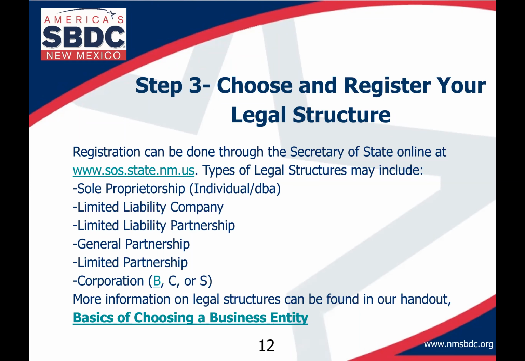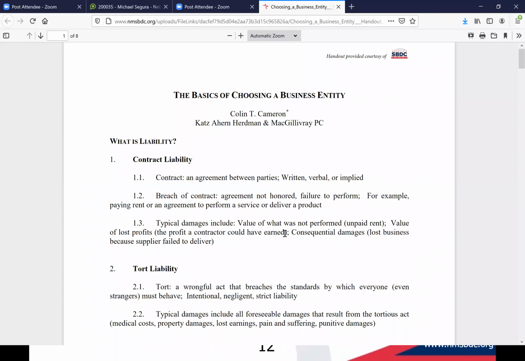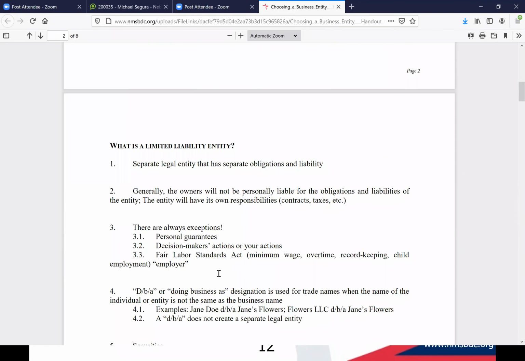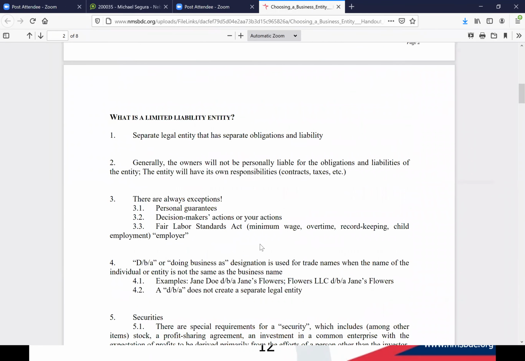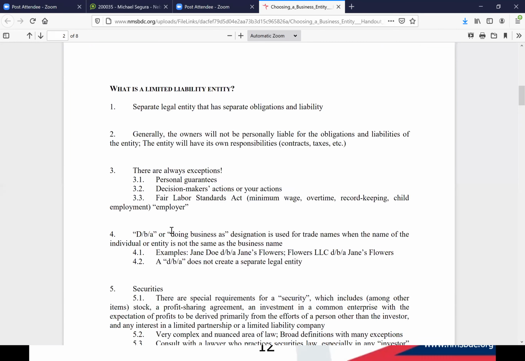More information about legal structures can be found in the document called Basics of Choosing a Business Entity. The link is at the bottom of the slide, and it's available on our website right now under the Starting a Business tab. It's put together by an attorney. It tells you the law under which you're governed as a small business owner, or some of it at least. And then it tells you the pros and cons and the who, what, when, where, why, and how of each of the types of business structures. So that includes limited liability companies, sole proprietorships, and so on and so forth.